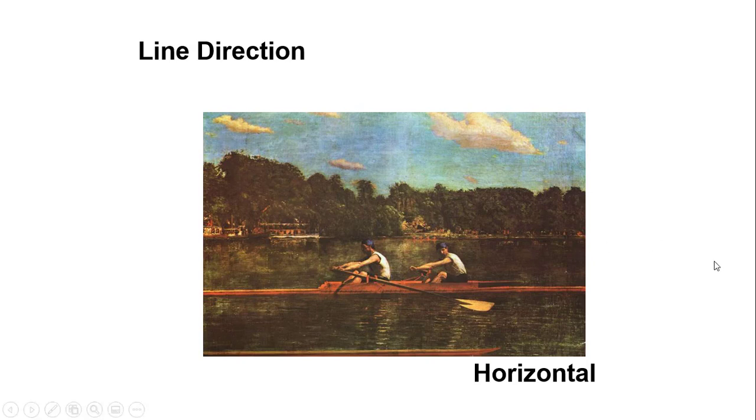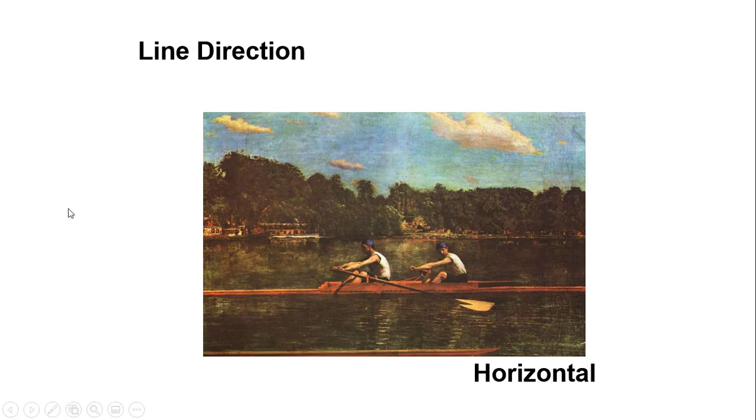Line also provides direction in a work of art, and usually a work of art is dominated by one of three directional types of lines. Horizontal is one. And so as you can see in this particular work, you've got a strong horizontal line down here. You've got another horizontal line here. Even the horizon, the trees create one. This line where the ground meets the water, that would create another one. So there are some super strong horizontal lines.